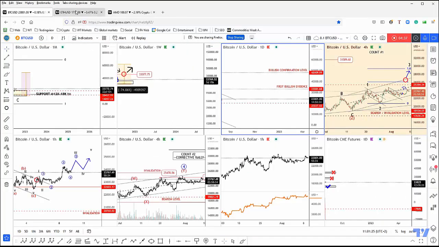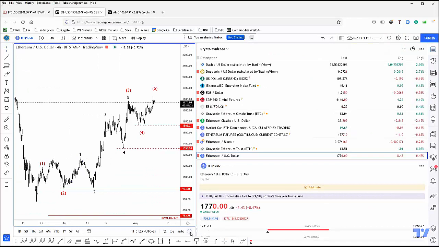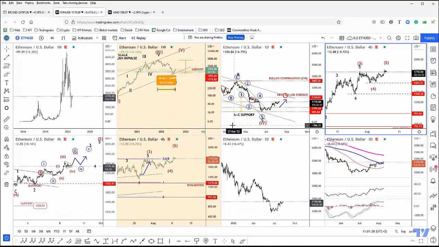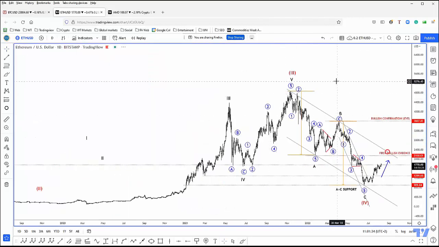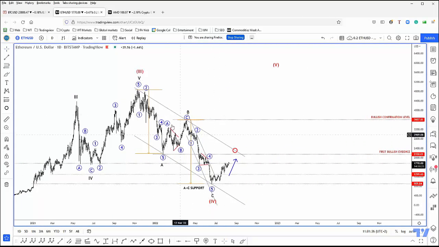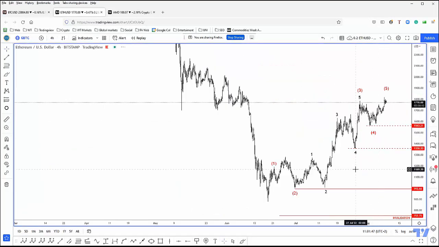Now let me take a look also on the Ethereum. Well, Ethereum is very interesting here, in my opinion. We have seen quite a nice reversal to the upside, and notice that this reversal came after three waves down, where wave C was equal to wave A. Also, if you look closely at this price action from the lows, I can clearly count five waves up.